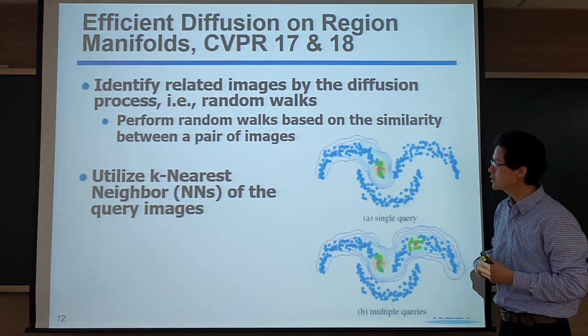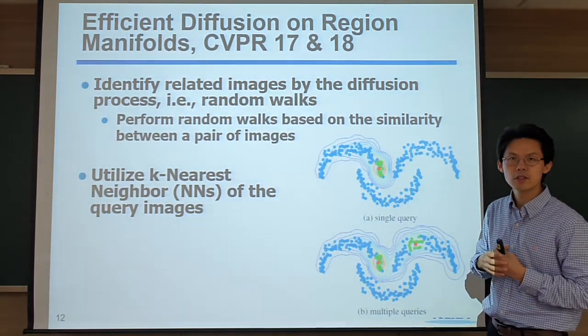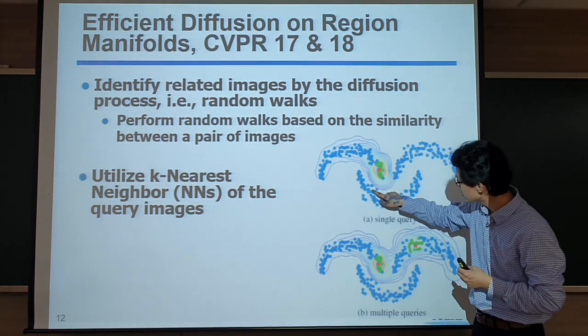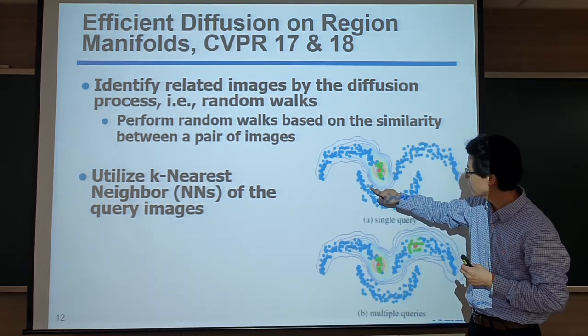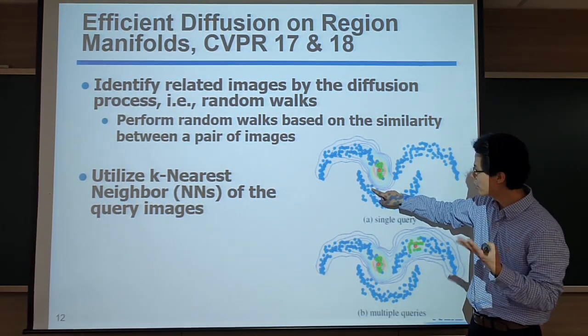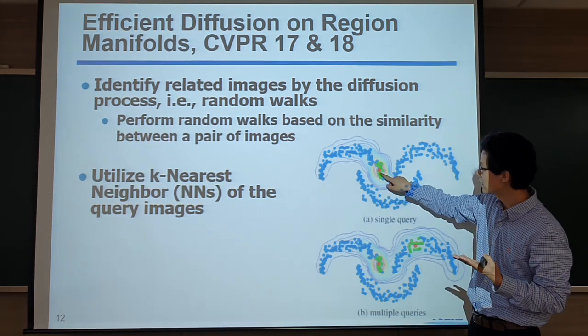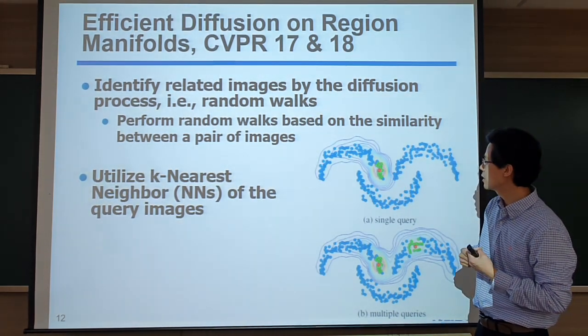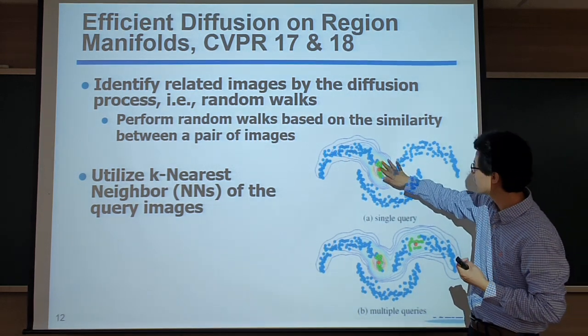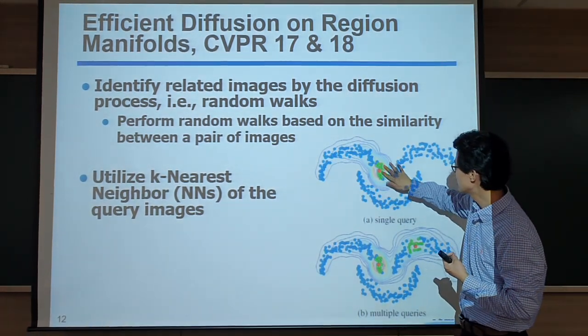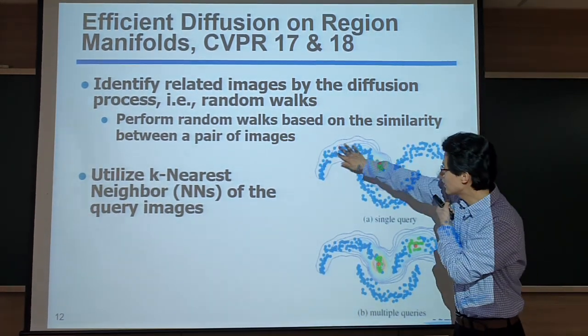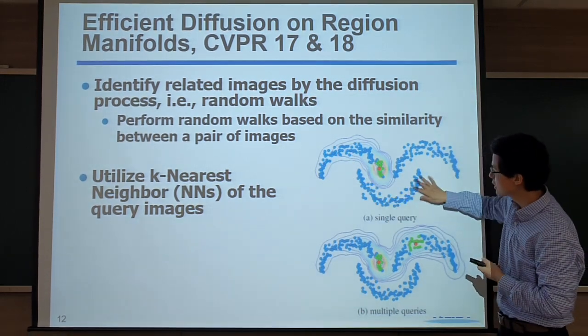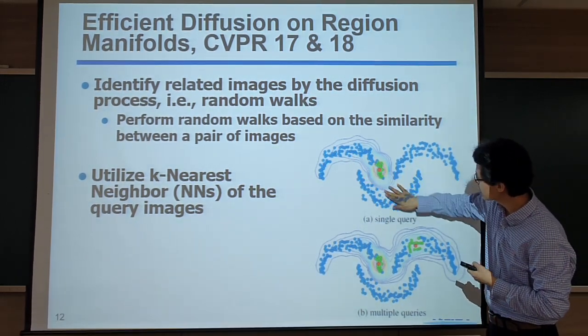And then if you are just using the Euclidean distance, then this image may also be located very close to here, the core image, right? But you can see that this image is located there, this set of images located there, and another set of images located there. Then you can see that there are some gaps between them, right?